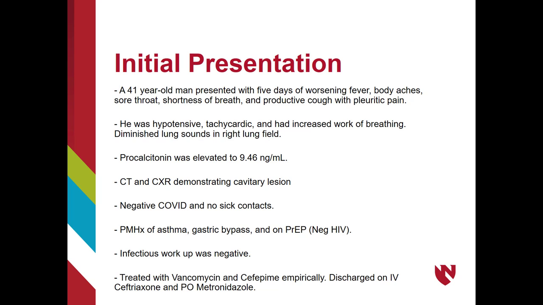He had a chest x-ray demonstrating a 5 centimeter right upper lobe cavitary lesion that we will review in Figure 1 on the next slide. He was negative for COVID, and medical history was significant for asthma. He had a history of gastric bypass, and he had been on PrEP with recent negative HIV testing. He had an extensive infectious disease workup after admission that was unrevealing.